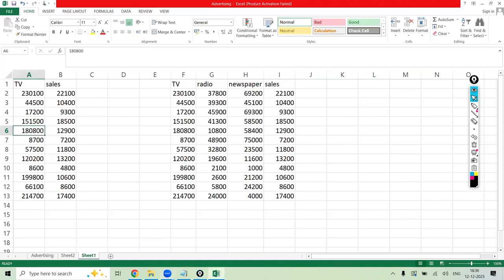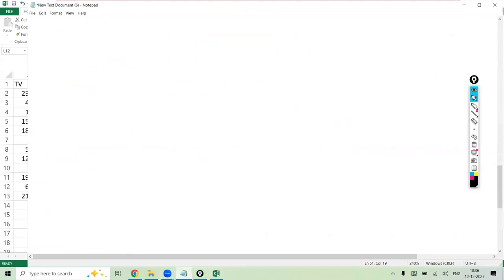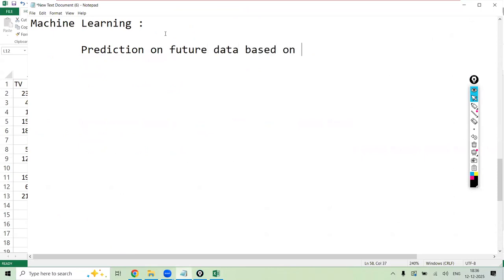As students are asking me to repeat, I'm repeating again. Machine learning is going to do predictive analytics. First it is going to do the prediction. Remember this one: prediction on future data. Prediction will be done on future data based on the raw data, the given data.